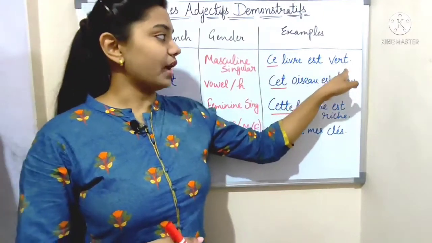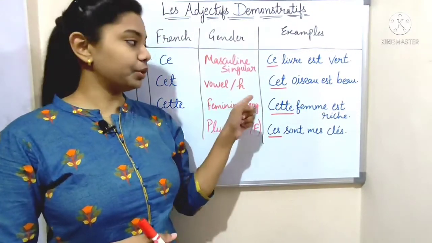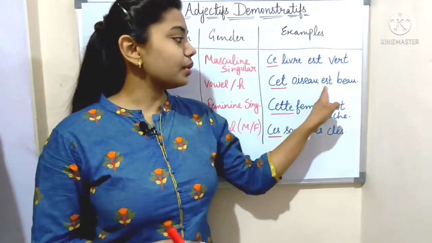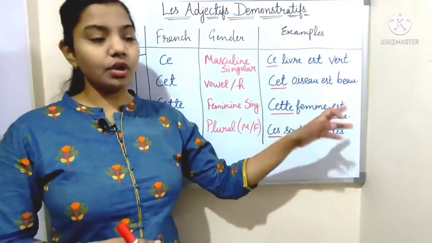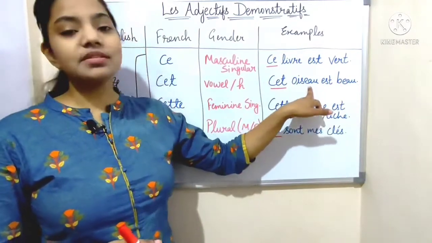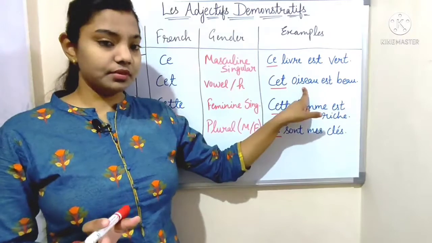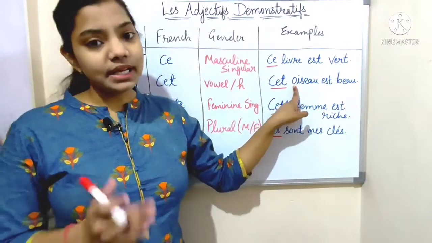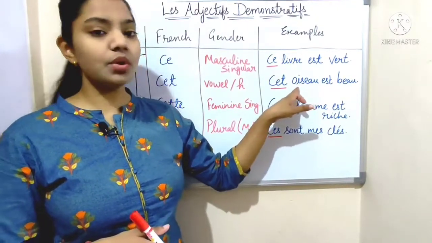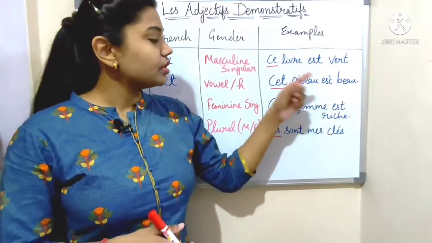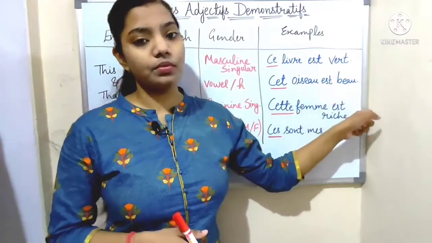Ce livre est vert. Now cet is used in front of a vowel or mute h. Cet oiseau est beau. This bird is beautiful, or that bird is beautiful. Oiseau means bird. Oiseau is a masculine word, but it starts with a vowel, which is o. So that's why we use cet, C-E-T. Cet oiseau est beau.